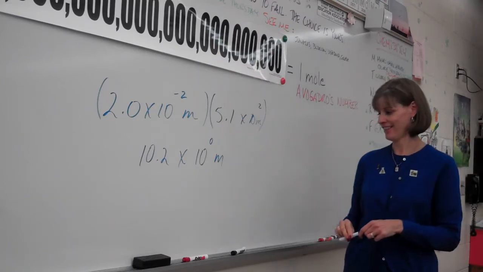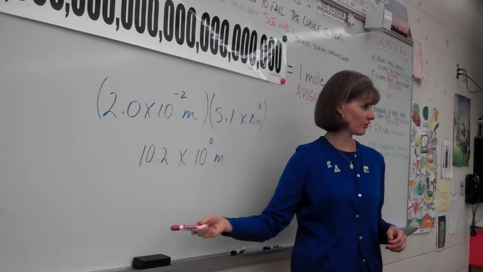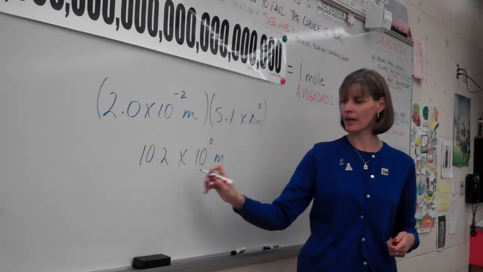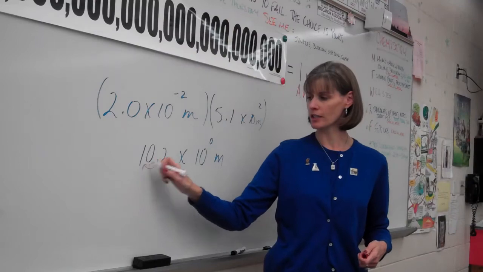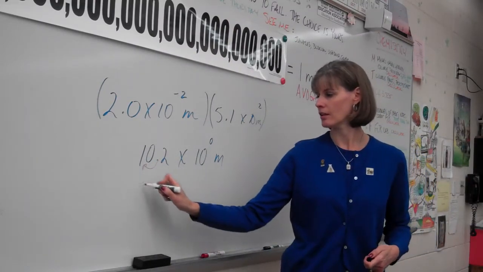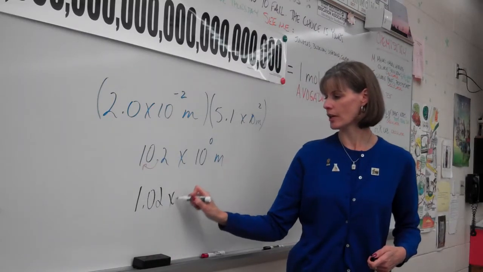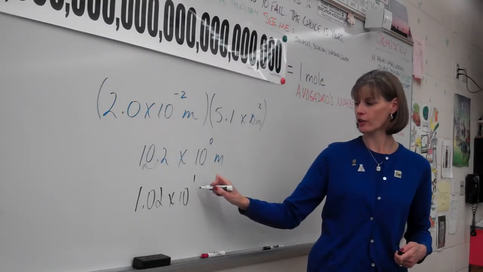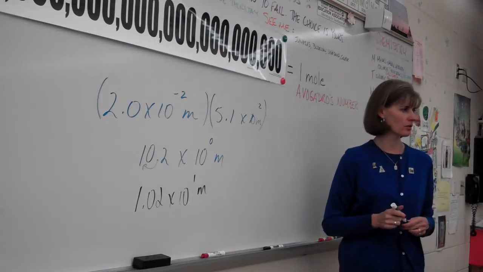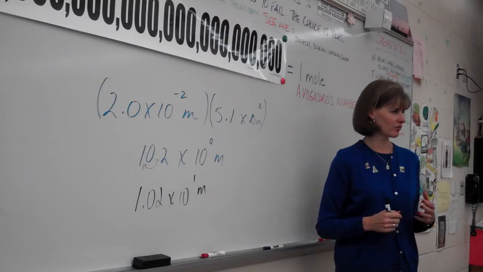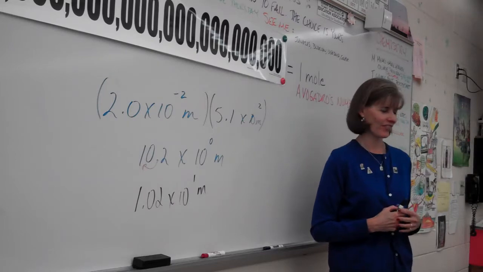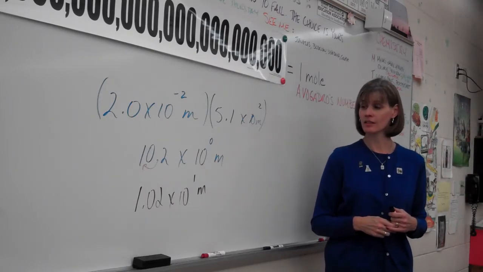We're not done. What do we have to do? Move the decimal back over so we have a number between 1 and 10. So this is really going to be 1.02 times 10 to the first meters. Now, are we sure on that? Does that match our sig figs?